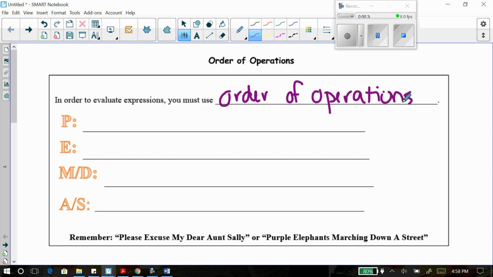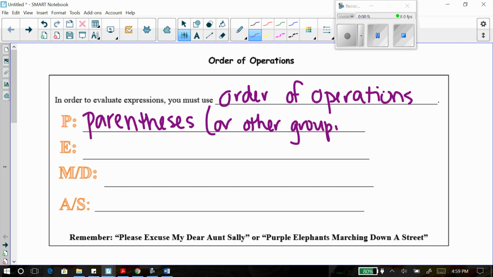So you guys may have learned PEMDAS: purple elephants marching down a street, or please excuse my dear Aunt Sally. Remember, P stands for parentheses, hopefully I spelled that correctly, or other grouping symbols. Now that could be an absolute value, right? Which we talked about in this unit. That would fall under P, parentheses.